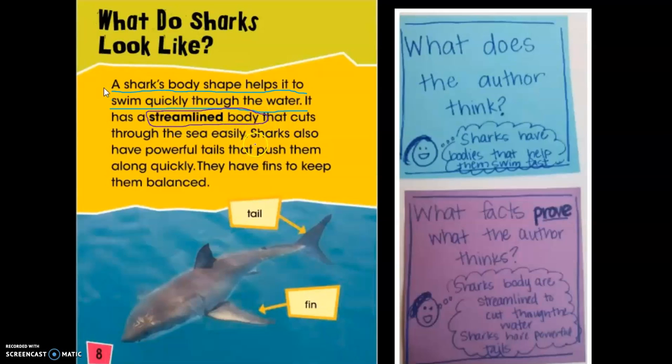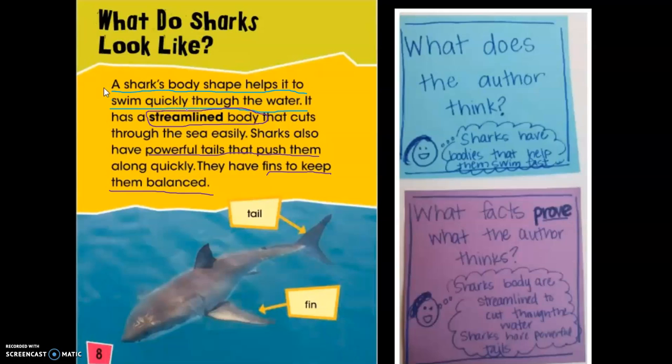Let's see if there's other facts. Sharks also have powerful tails that push them along quickly. Is that a fact that helps prove his thinking that their body helps them swim through the water? Yes. So their powerful tails push them. Let's see if we can keep finding another fact. They have fins to keep them balanced. That's another fact that can help them move, right? So their fins keep them balanced. They have powerful tails, and they have a streamlined body. Three facts that prove the author's thinking that a shark's body shape helps it to swim quickly throughout the water.